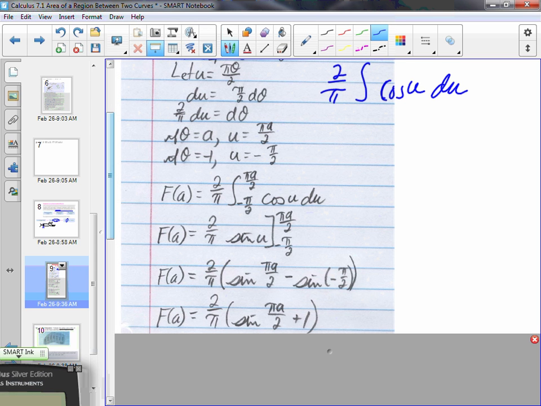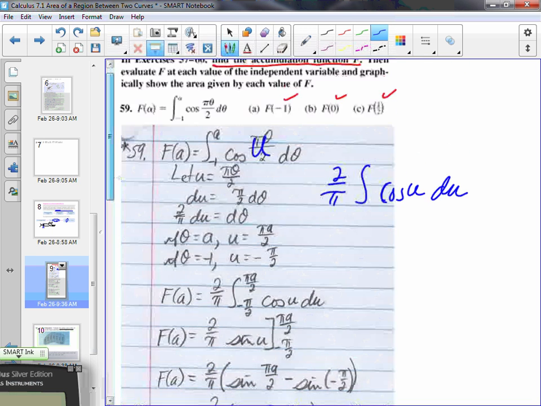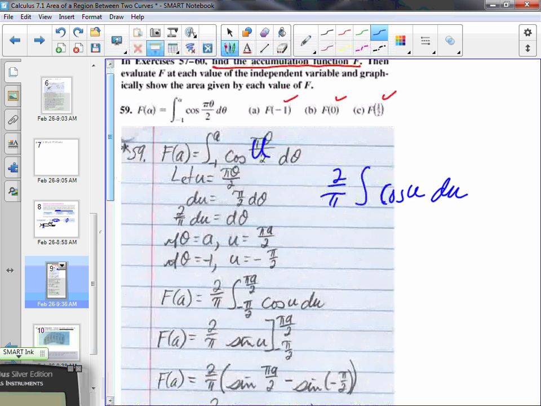Now, is anybody surprised that there's an a in our answer? You shouldn't be, because we're calling this thing capital F of a. There's got to be an a. I mean, it could be a constant function. It could. But, you know, that'd be kind of silly for them to go to all that trouble and it end up being a constant function. So, yeah, we expect to see that. Okay? Now, we're supposed to find the value when a equals negative 1, when a equals 0, and when a equals 1/2.